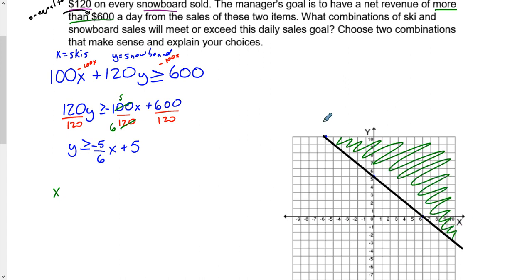Well, all of this means that we could sell -2 skis and 9 snowboards. This point right here, well, that says I can sell, what, 7.5 skis and 6.6 snowboards. You can't do that. So let's look at the context of the question before we go too far.